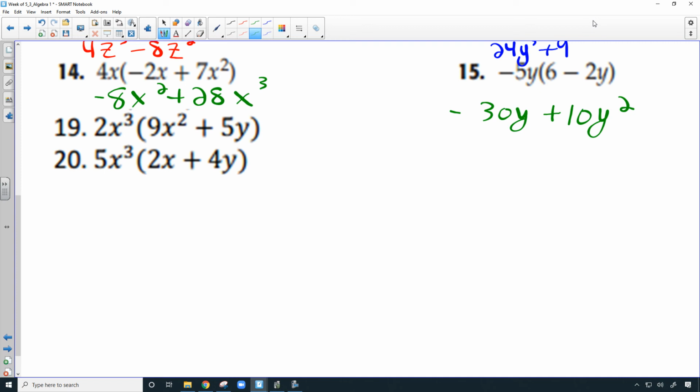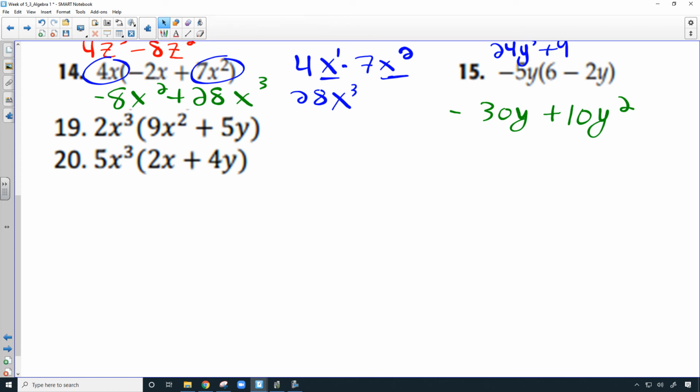Okay, so we have a question coming on 14. The question is about how this goes to the third power. We have 4x times 7x squared. X times x squared is x to the third. That's why it's to the third power. So the 4 times 7 is 28, and x to the first times x to the second is x to the third. Make sense?